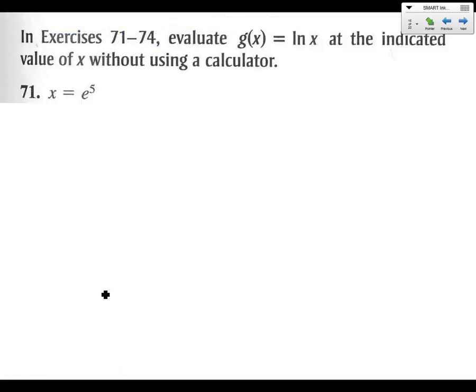All right, let's try one. Let's try this one, 71. Without using a calculator, tell me what the natural log of e to the 5th is. And this should take you less than 3 seconds. If you said 5, you are correct. Natural log and e cancel each other out.